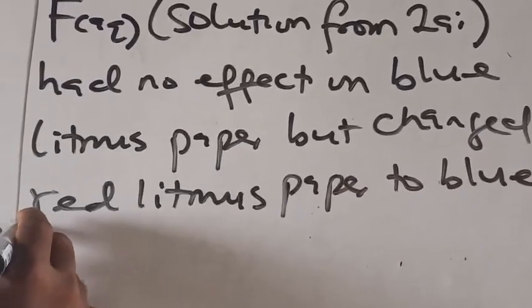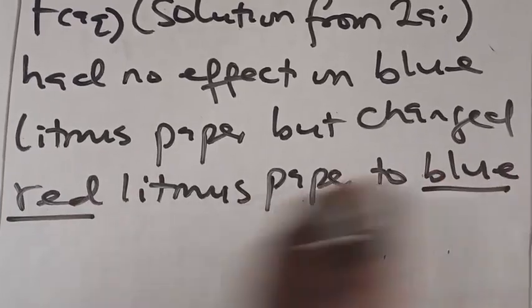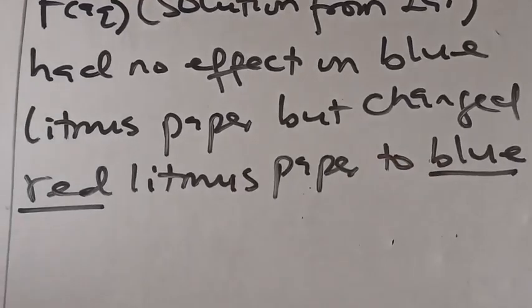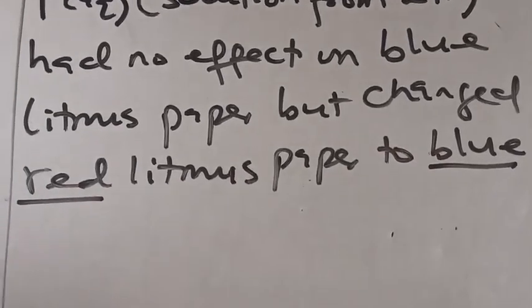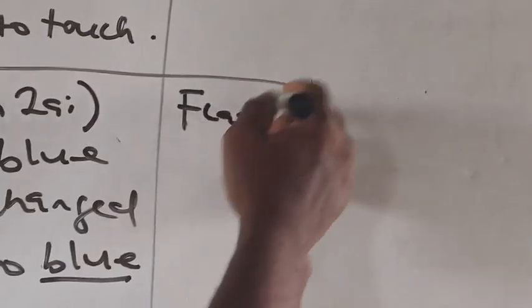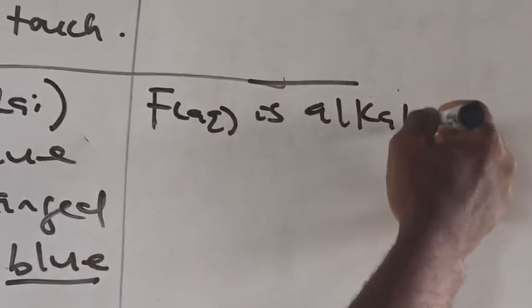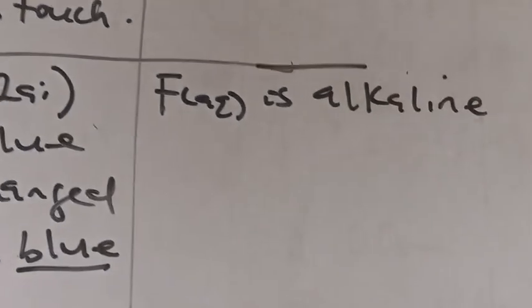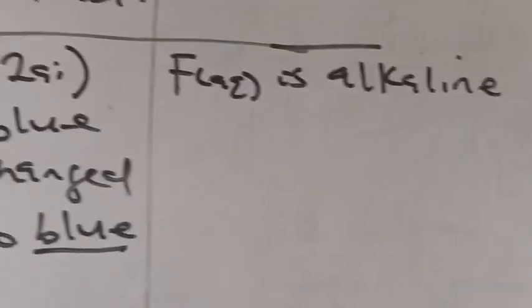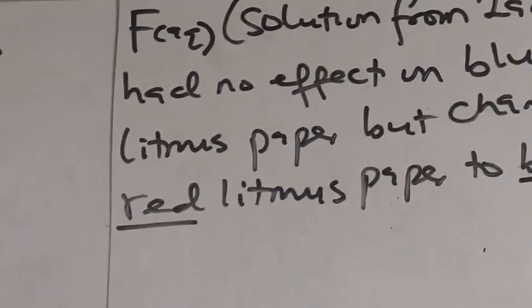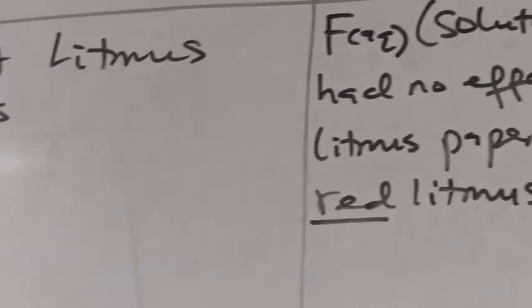I have to mention these two colors, red and blue. So red to blue, I have to mention the two different colors. Then the inference, you now say F aqueous or solution is alkaline. Alkaline, don't say alkali, alkaline, or you say basic, not base. So let's go through the work in a few seconds. So let's go to the next question.